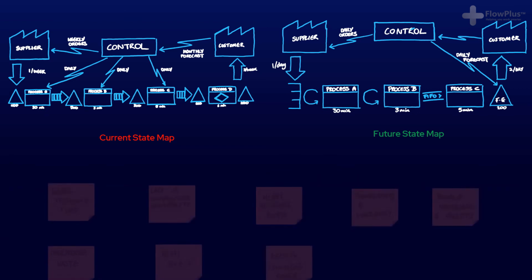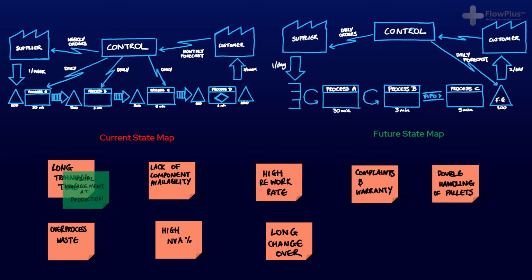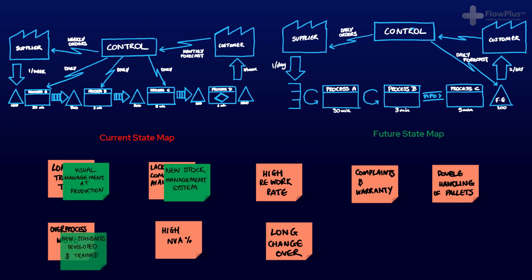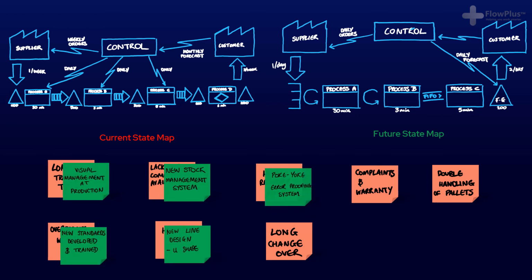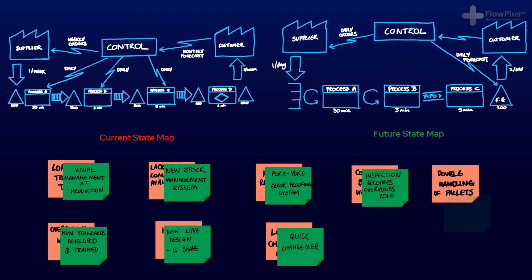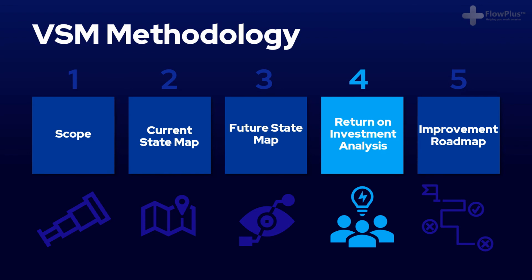Once the game of spot the difference has been completed, every red post-it, i.e. problem, that has been identified in the current state needs to have an associated solution made. We can now move on to step 4. So what we've done is we've mapped the current state, the future state, and identified all the improvements required to move from the current state to the future state.